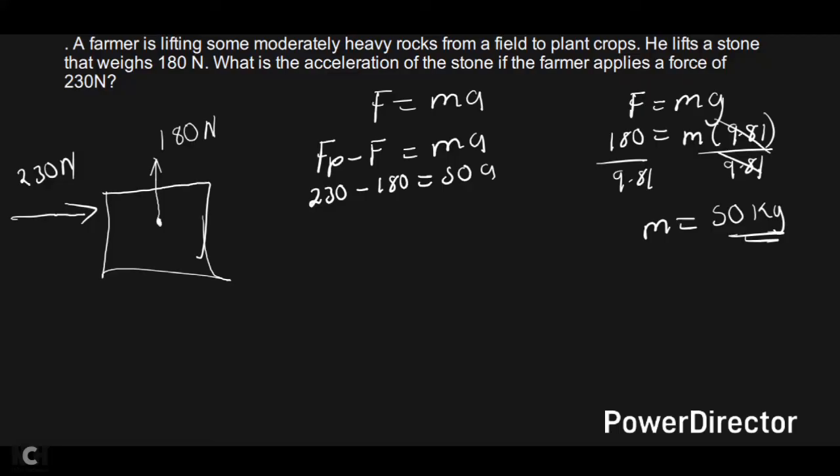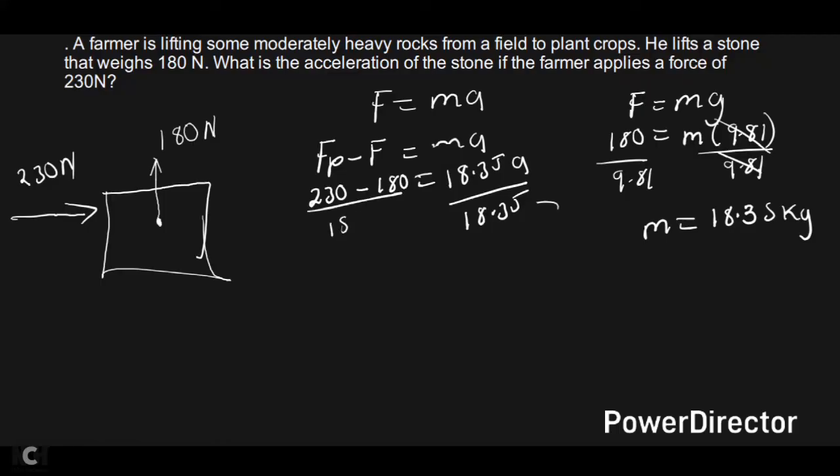Oh, sorry, this is not right. When you divide there, it will give you 18 point what? 18.35 kgs. So this is 18.35.